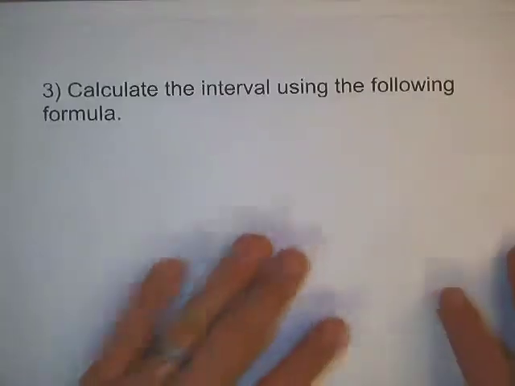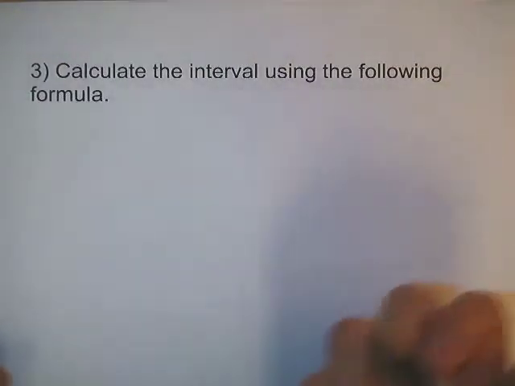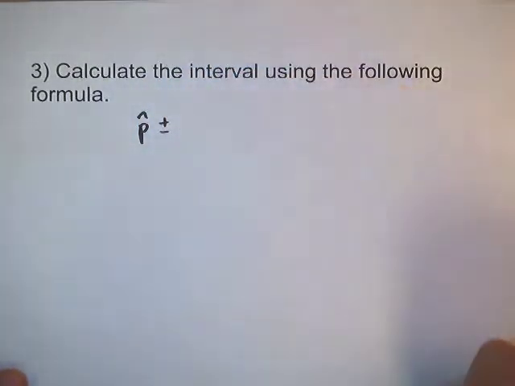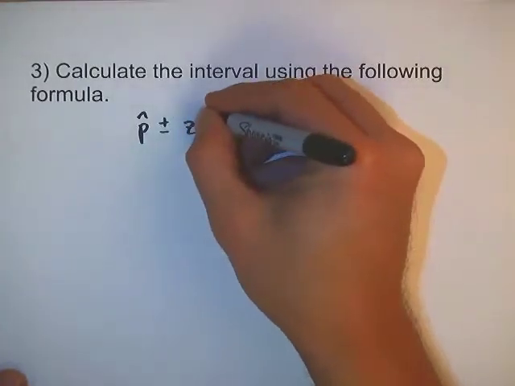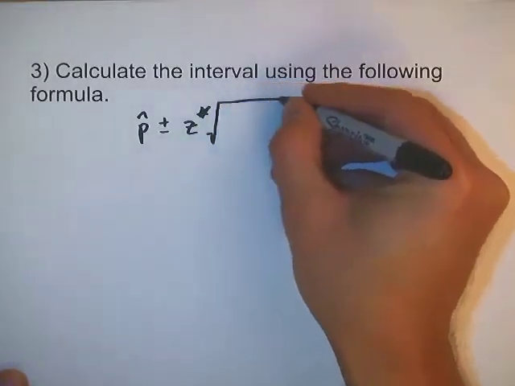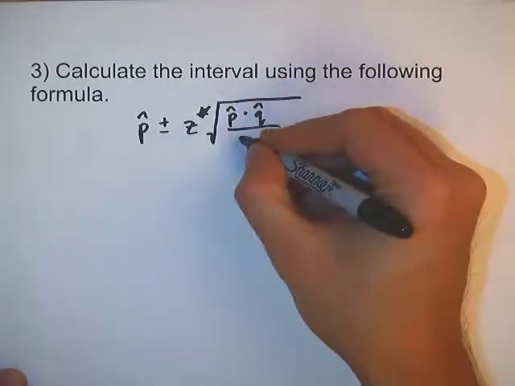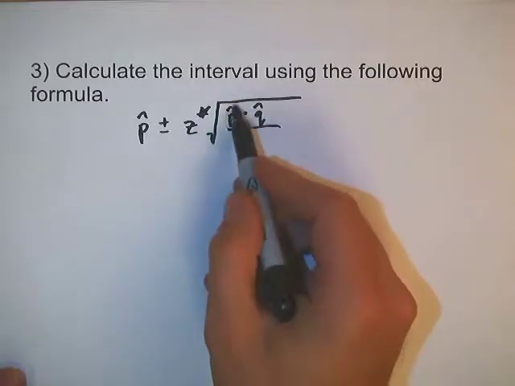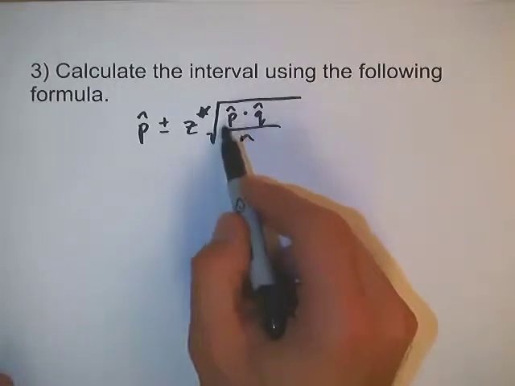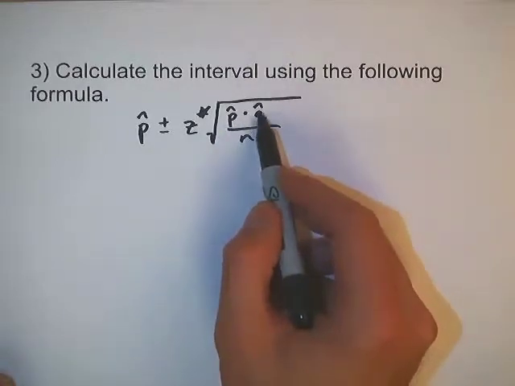Step 3 is I'm going to calculate the interval using the following formula. The formula I'm going to use to calculate this confidence interval is p hat, my sample proportion, plus or minus my margin of error. The margin of error consists of your critical z-score, your z-star value, times the standard error of the statistic. Generally, for our standard error we need to use the assumed population proportion. But since we're estimating the population proportion, we don't know what it is. What we're going to do instead is replace it with p hat, our sample statistic, and instead of q0, I'm going to use q hat.